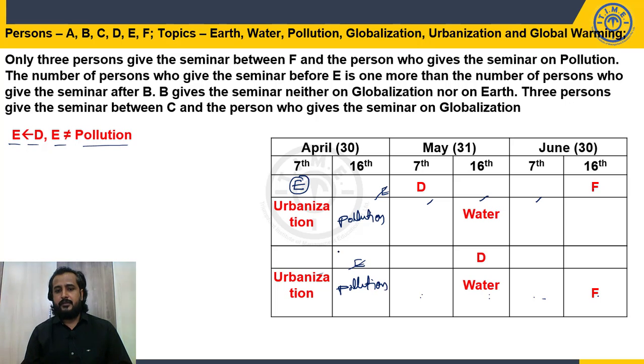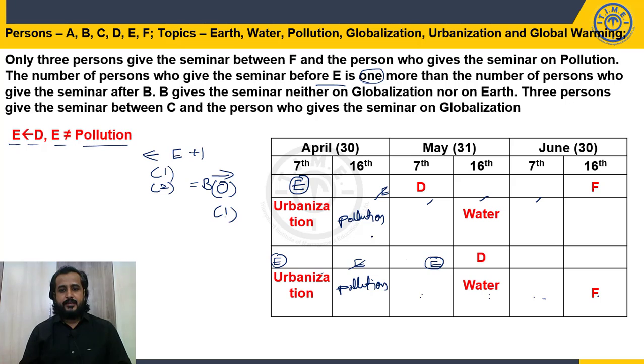E is not pollution. So E can be urbanization, or E is immediately before D. Again, how many possibilities do we have? 2 possibilities. But wait for some time. We have just done with 1 clue. Next, the number of persons who gave the seminar before E is 1 more than the number of persons who give the seminar after B. If after B is 0, before E will be 1, because 0 plus 1 is 1. If after B is 1, before E will be 1 more than that, so it will be 2, and so on.